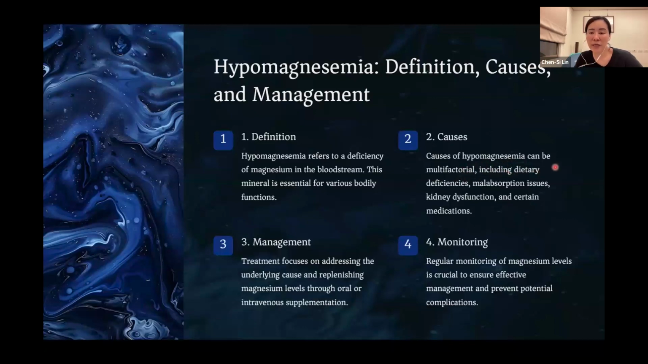It may be dietary deficiency, or malabsorption issues, which is what we call the GI problem. If the animals suffer from GI problems, one of the possible outcomes is that we may see hypomagnesemia, and also kidney dysfunction. Or if the animal is under some other treatment, this treatment may result in a lower concentration of magnesium in the blood. So we also need to do some fluid therapy to adjust the magnesium level of this animal.